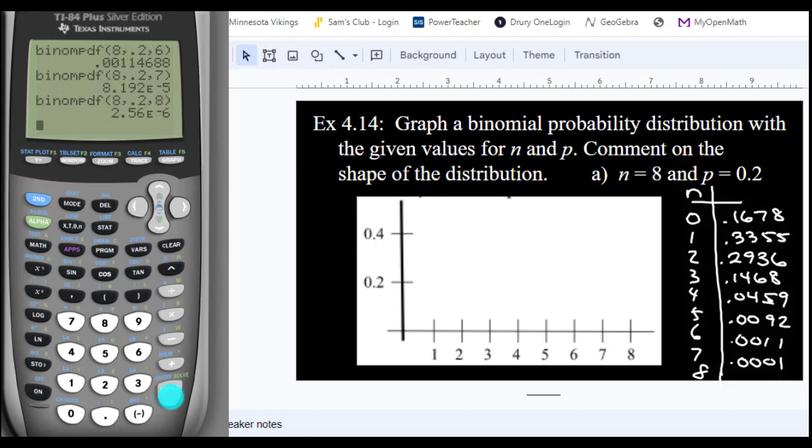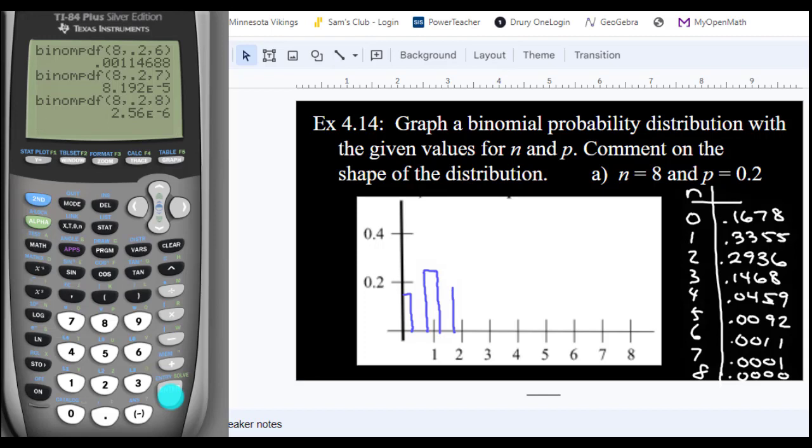All right, yeah, so now we've got 5 zeros, so basically your probability is going to be 0 there. So if we look at this graph, for 0 we're going to have 0.1678. So that's going up to 0.2, and so 0.1678 is going to be probably around this area right here. For 1, we're going to have 0.33, which is going to be about right here. For 2, we're going to have 0.29.